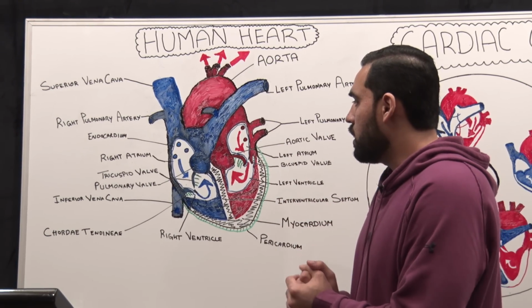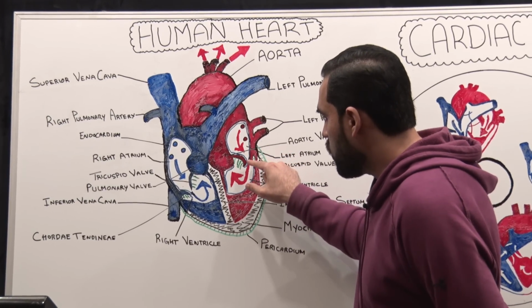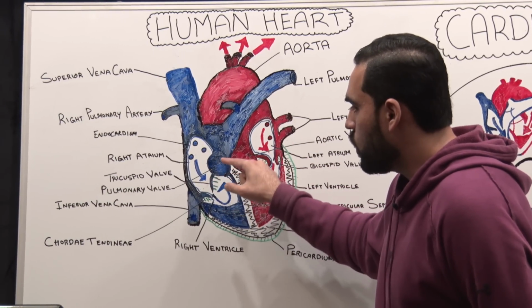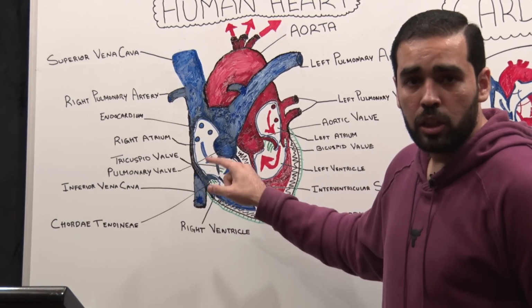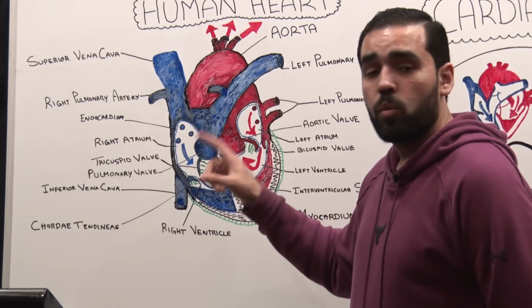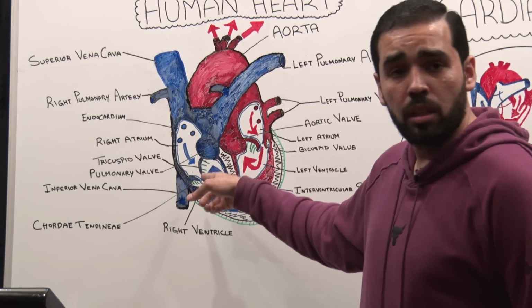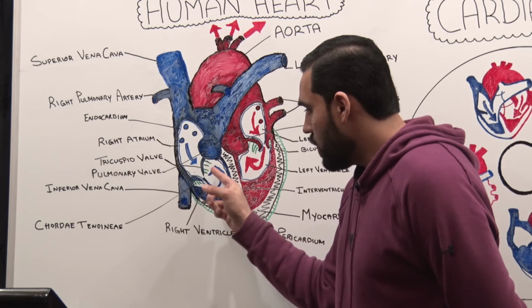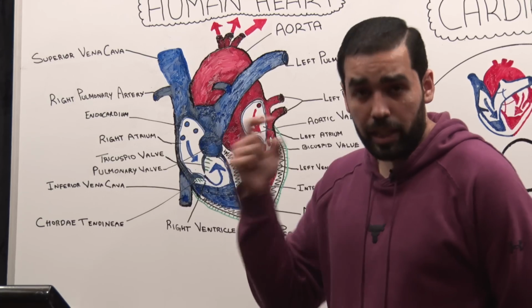Now, once we're done with that, let's talk about the valves. We talked about the mitral valve on the left side. Now, let's talk about which valve is present on the right side to make sure that there is properly one-way blood flow on the right side also. The valve that is present on the right side is called the tricuspid valve.